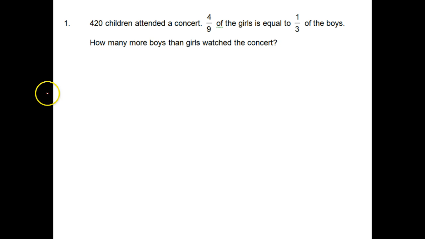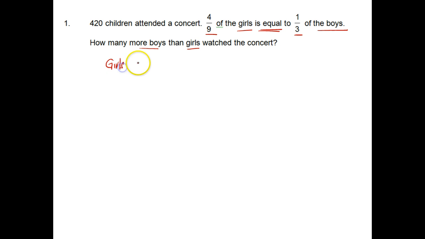Question 1. 420 children attended a concert. 4/9 of the girls is equal to 1/3 of the boys. How many more boys than girls watched the concert? Here we are told that 4/9 of the girls is equal to 1/3 of the boys. If we are going to draw our model, it would look like this.